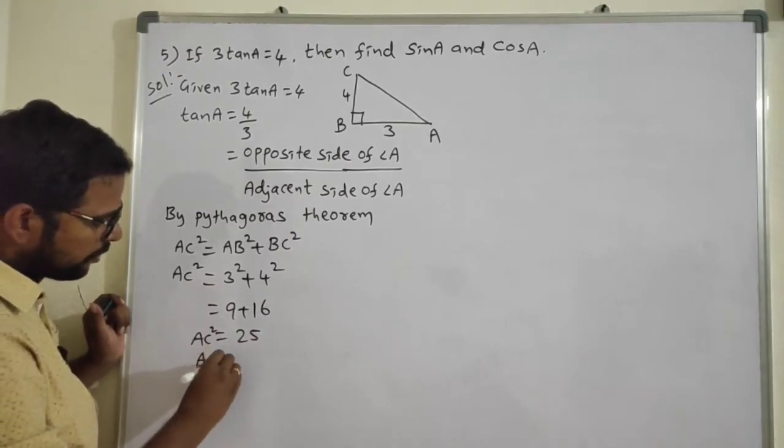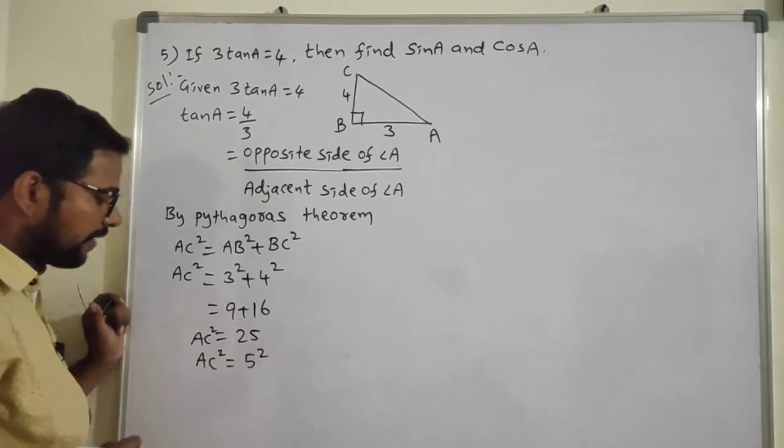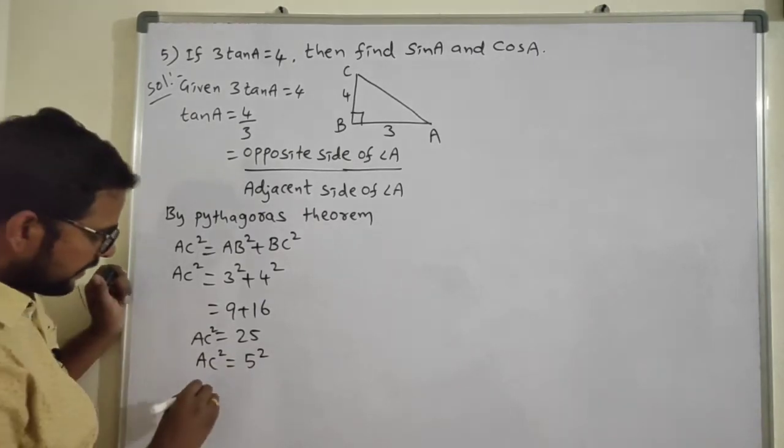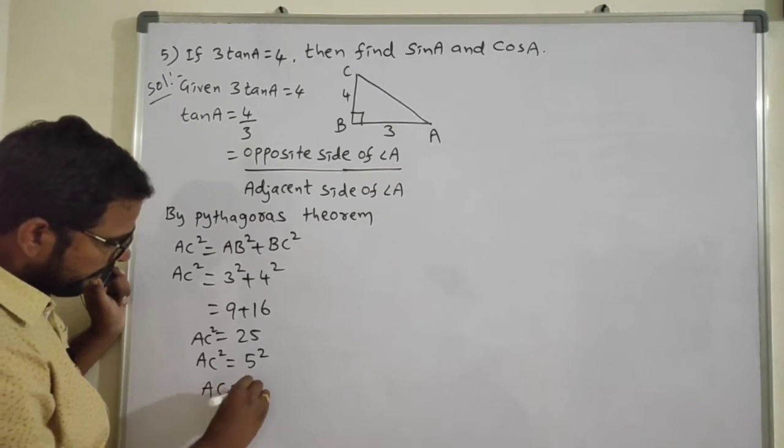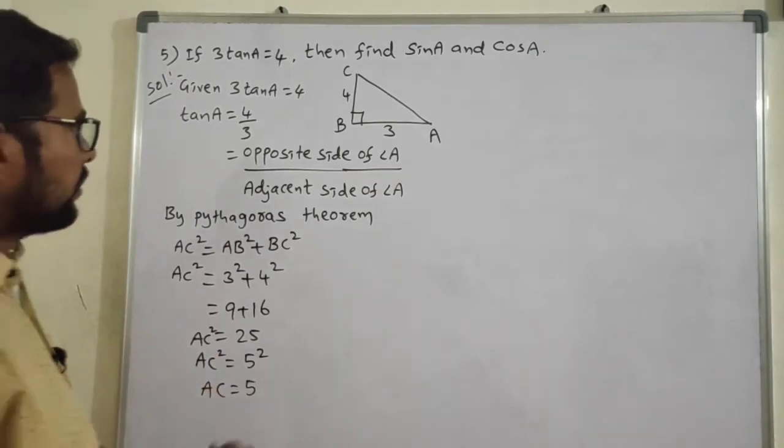So we can write 25 as 5 square. AC square is equal to 5 square, and AC is equal to 5. So this is 5.